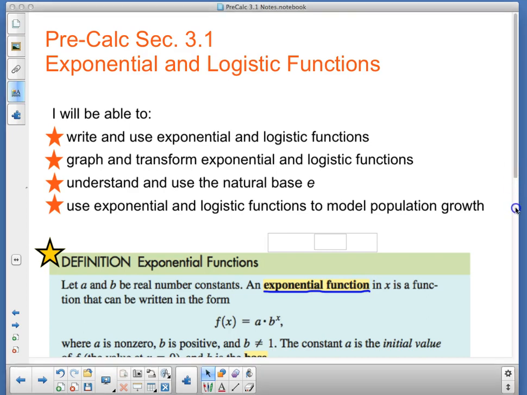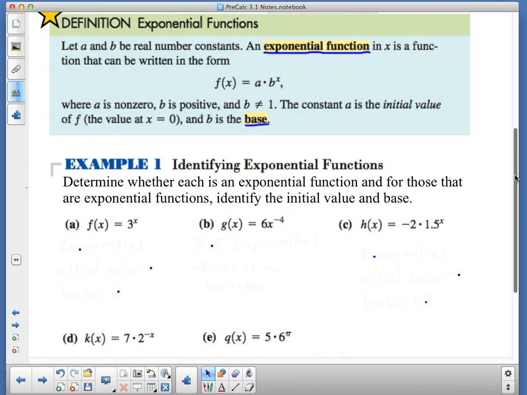Now, as we're looking through these, if I can actually make this work, maybe. Yay. Okay, the definition of exponential functions: let a and b be real number constants. An exponential function in x is a function that can be written in the form f(x) = a times b to the x power, where a is my initial value and b my base. You guys should be pretty familiar with this. This should be something you saw in Algebra 2, where a is non-zero, b is positive, and b isn't 1.